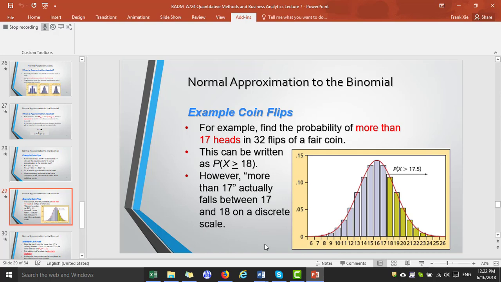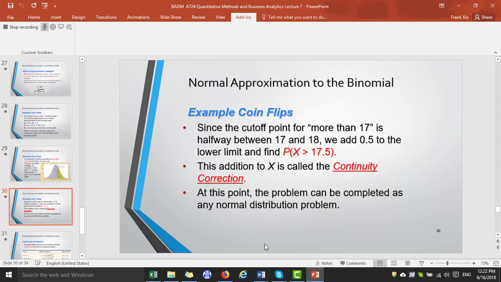So more than 17 is actually between 17 and 18. Therefore, we can use 17.5. And we call that continuity correction. Since the cutoff point for more than 17 is halfway between 17 and 18, we add 0.5 to the lower limit and use P(X > 17.5) to calculate the probability. So it's more precise. This is called continuity correction. At this point, the problem can be completed as any normal distribution problem. Okay? Done.